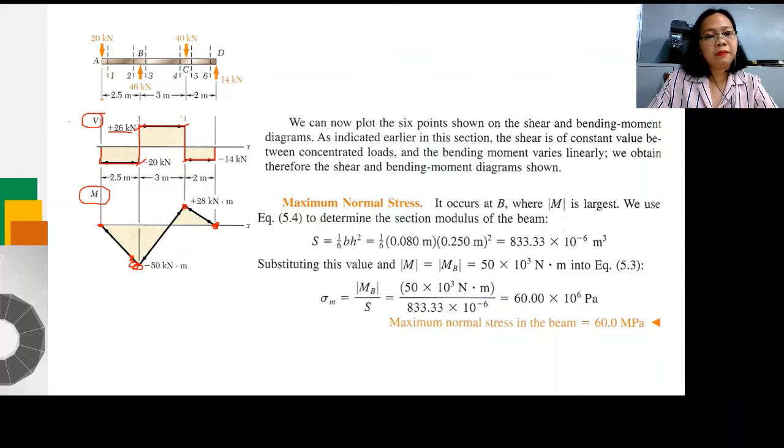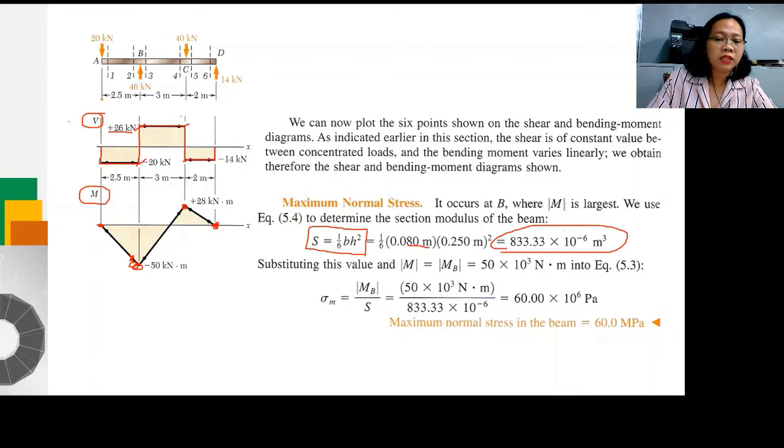Then, let's find the maximum stress experienced by the beam due to bending. So, let's consider the moment. So, let's first solve the section modulus of the beam. Then, we have 80 mm or 0.80 meter and 250 mm. So, the equation to be used, since it is a regular rectangle beam, S is equals to 1 over 6 BH squared. You get the section modulus.